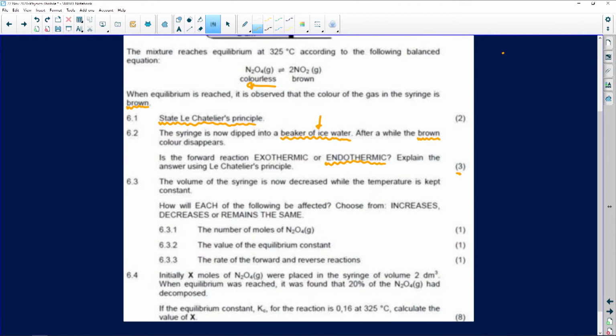Number 6.3 says, the volume of the syringe is now decreased. So the volume gets smaller, so we're increasing the pressure while the temperature is then kept constant. What they want us to do now, how will each of the following be affected? Choose from increases, decreases, or remains the same. Now guys, something that you must always remember, put in the back of your mind. If you have a container and you have particles and you can actually move them and shake them around and so forth, if you decrease the volume by increasing the pressure, you are actually changing the spaces between the particles.